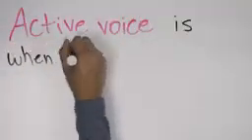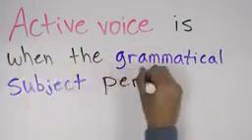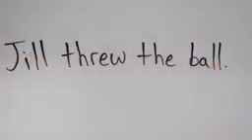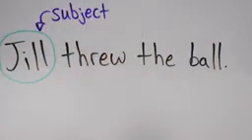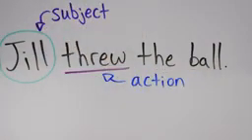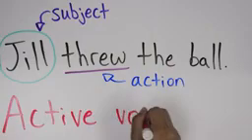Active voice is when the grammatical subject of the sentence is performing the action. Let's say you saw your friend Jill throw a ball. You could say, Jill threw the ball. Here, the grammatical subject of the sentence, Jill, performs the action described by the verb throw. This is an example of active voice.